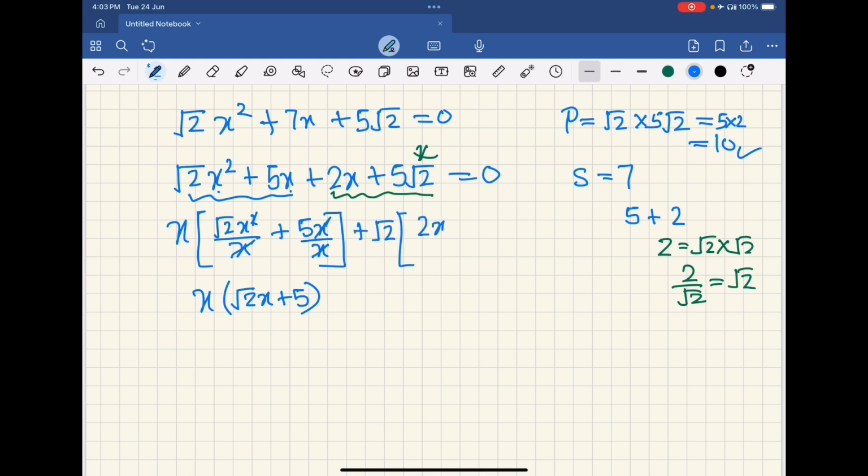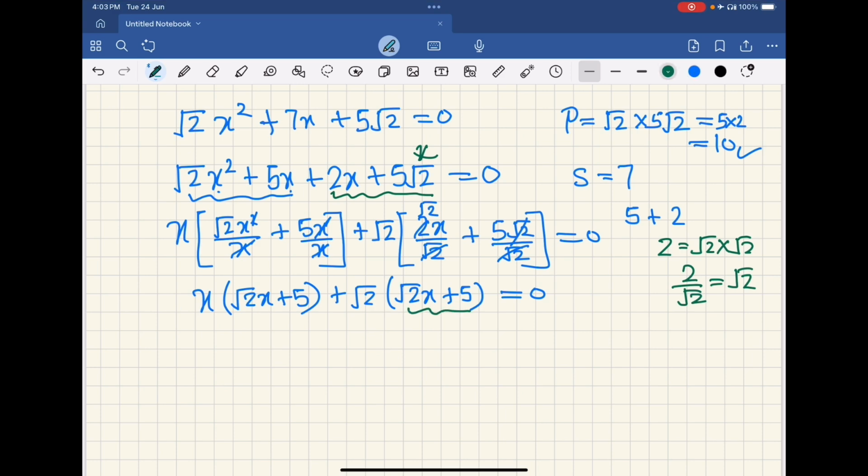And then what are we doing? 2x divided by root 2 plus 5 root 2 divided by root 2. Now, as we discussed, 2 divided by root 2 gives us root 2x here, and root 2 and root 2 cut each other. So we have root 2 into root 2x plus 5, which is equal to 0. Now what is happening? Root 2x plus 5 is common, so let's do that.